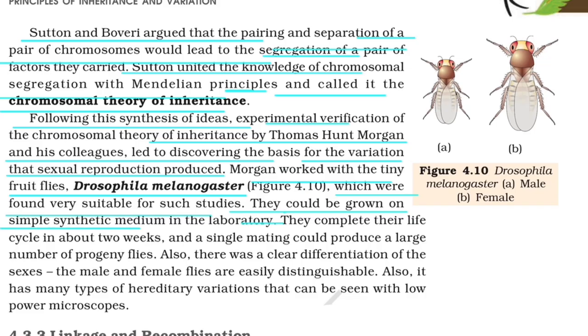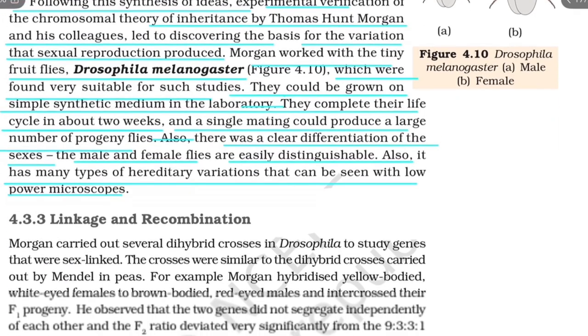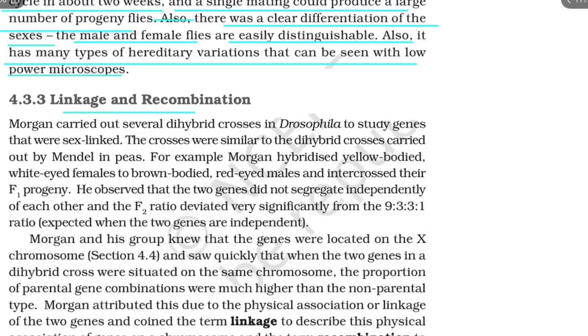They could be grown on a simple synthetic medium in the laboratory. They complete their life cycle in about 2 weeks, and a single mating could produce a large number of progeny flies. Also, there was a clear differentiation of sexes. The male and female flies are easily distinguishable. Also, it has many types of hereditary variation that can be seen with a low power microscope. Linkage and recombination.